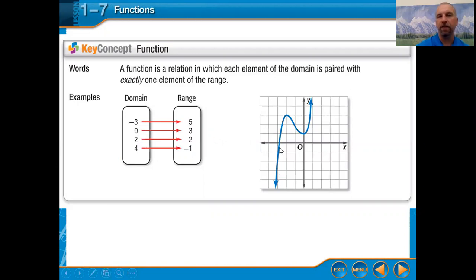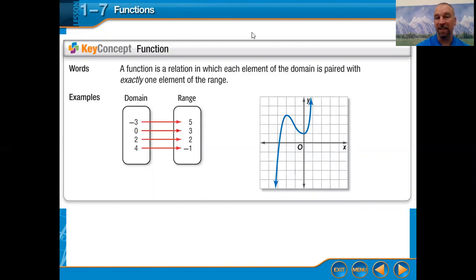Here's a graph. This graph passes the vertical line test. The vertical line test is that if you draw a vertical line anywhere on this graph, straight up and down, vertical, anywhere on this coordinate plane, you will only cross that function graph, that blue line, one time. If you touch the blue line more than once, if you hit more than one point, it would not be a function, it would just be a relation.